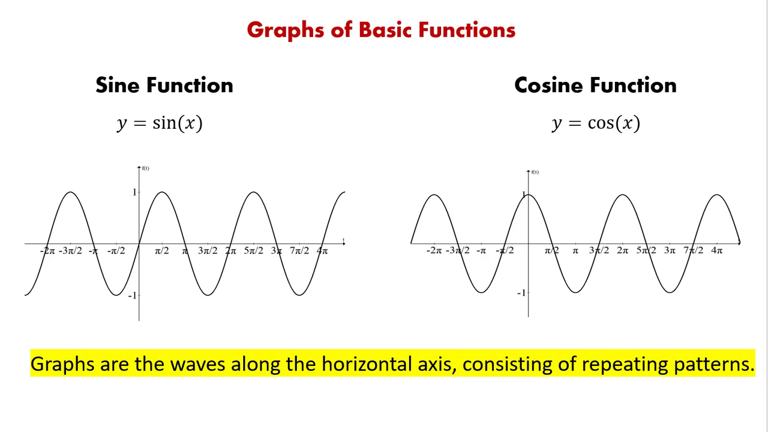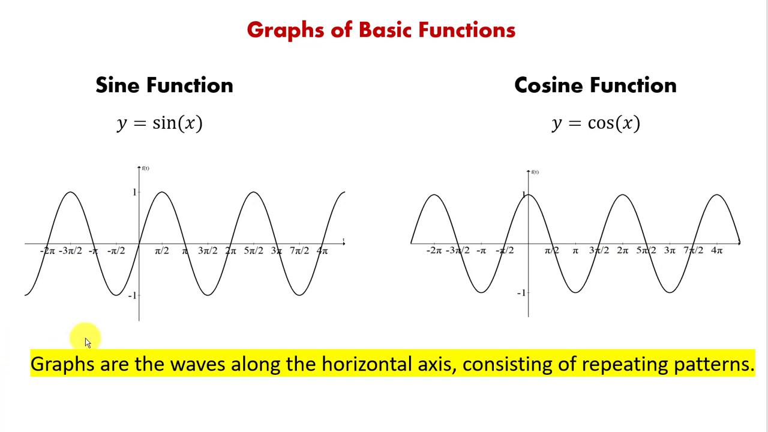Hi everyone! We learned that graphs of sine and cosine functions have the shape of a wave along the horizontal axis and consist of repeating patterns. In this video, we're going to talk about some of the important characteristics of these graphs. First, I'd like to talk about the y-intercepts of the sine and cosine graphs.